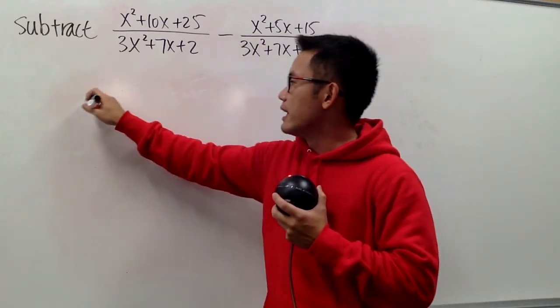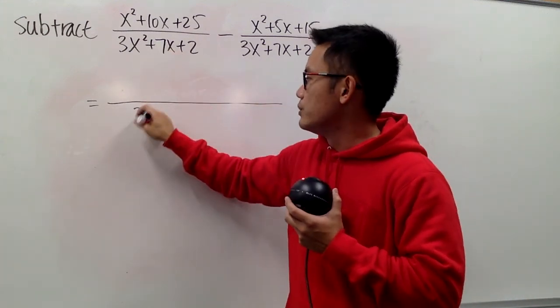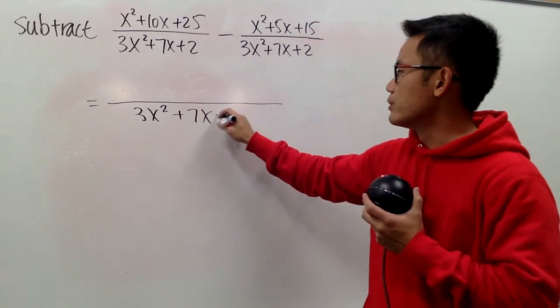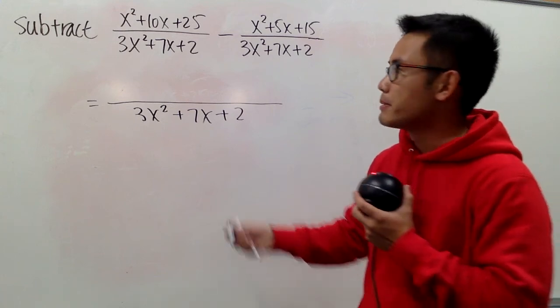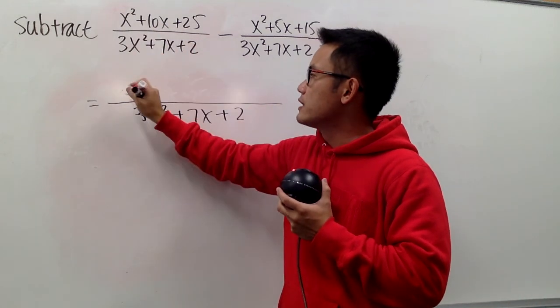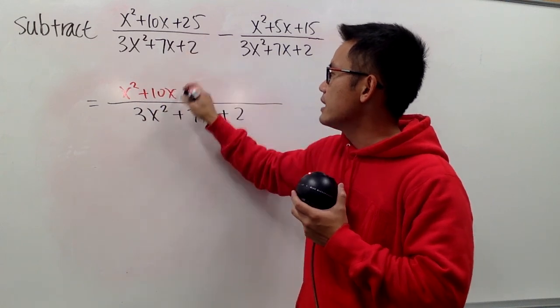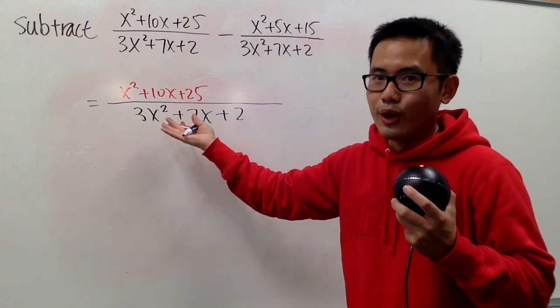So with that being said, let's write this down as one big fraction, and we'll write this down as 3x squared plus 7x plus 2. The denominator stays the same for now, right? And then for the top, I'll just put this down. We have the first term is x squared, and then next plus 10x, and then plus 25, right? Okay, so this is pretty straightforward.